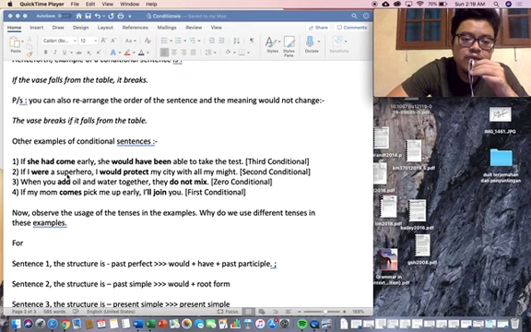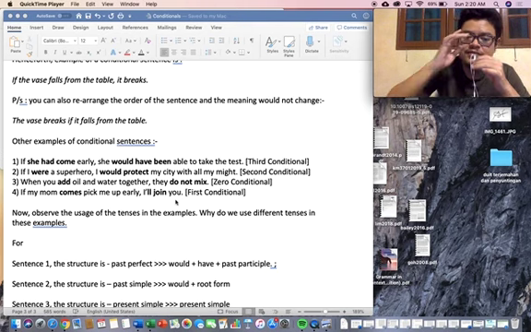The second one: if I were a superhero, I would protect my city with all my might. If I were a superhero is the condition, and I would protect is the consequence, the result. When you add oil and water together, this is the condition, the action. They do not mix, this is the result. And the last one: if my mom comes to pick me up early, I'll join you. That is the condition, and I'll join you is the result.